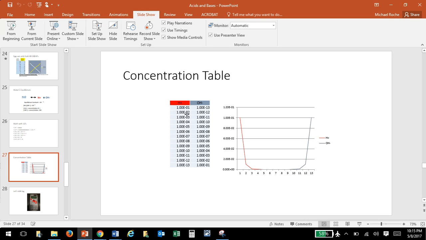So if this is 10 to the minus 2, this has to be 10 to the minus 12, because minus 2 plus minus 12 will equal 10 to the minus 14. Minus 3, minus 11, and so forth.